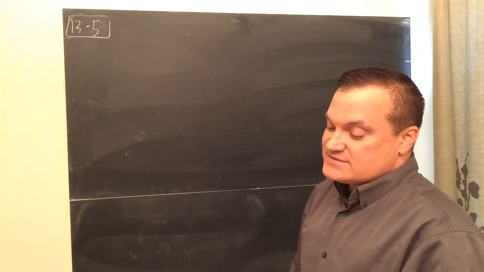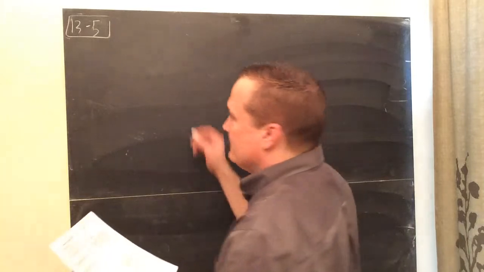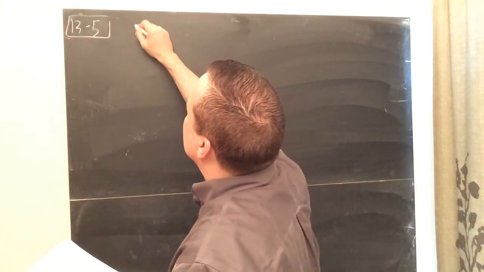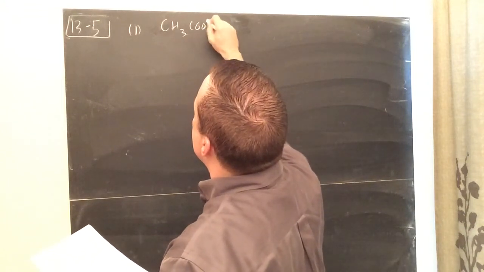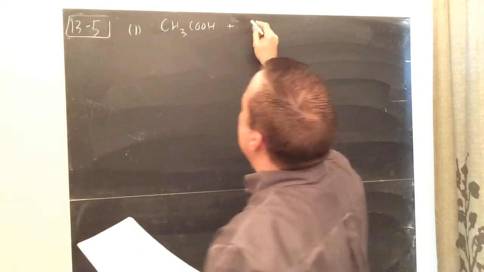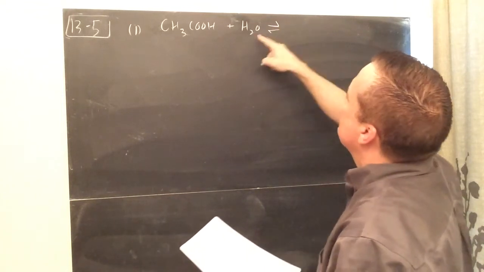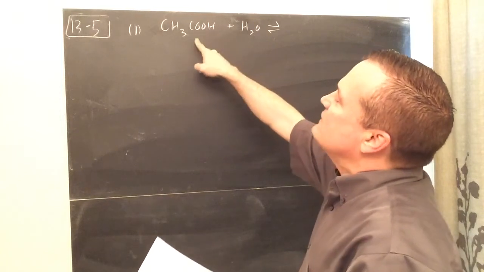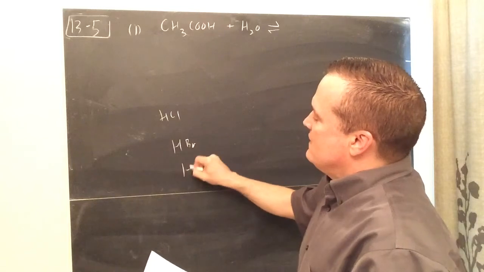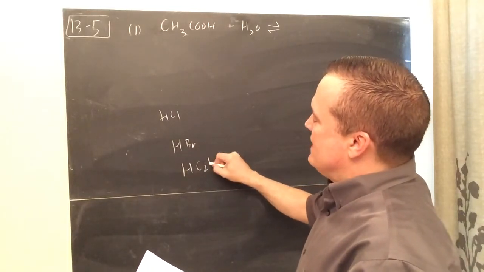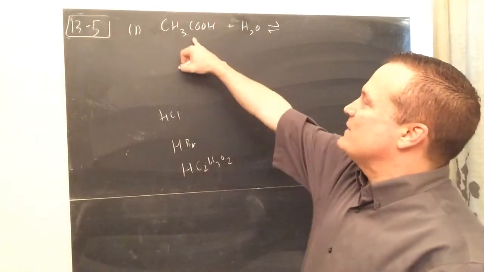Number 1, write the balanced equation for the ionization of acetic acid. And it says there's 2 ways to write it. First of all, for acetic acid, you can write CH3COOH. Now, when you add that to water, here's what you get. You get an equilibrium system. Water takes away an H. Every time you have an acid, HCl, HBr, C2H3O2. By the way, that is acetic acid. This is also acetic acid.